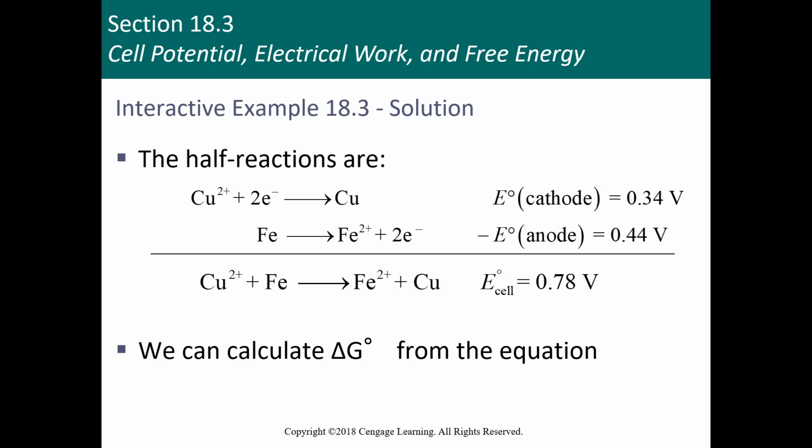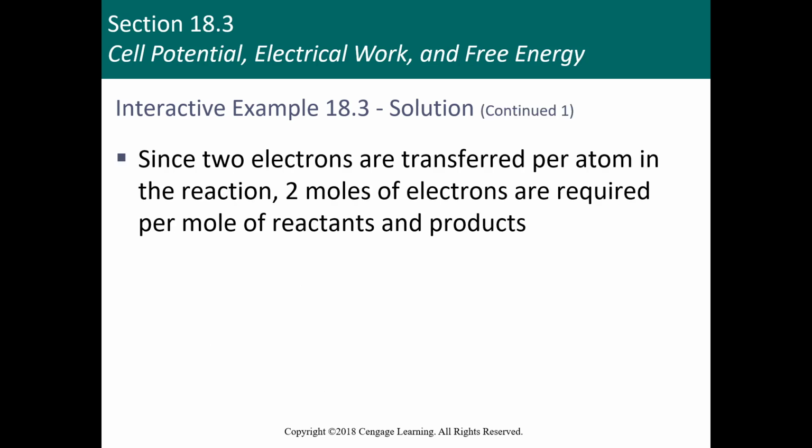All right, so here we have 0.34 minus a negative 0.44, which gives us 0.78 volts for this overall reaction, our E naught cell. We can plug this into this equation right here.